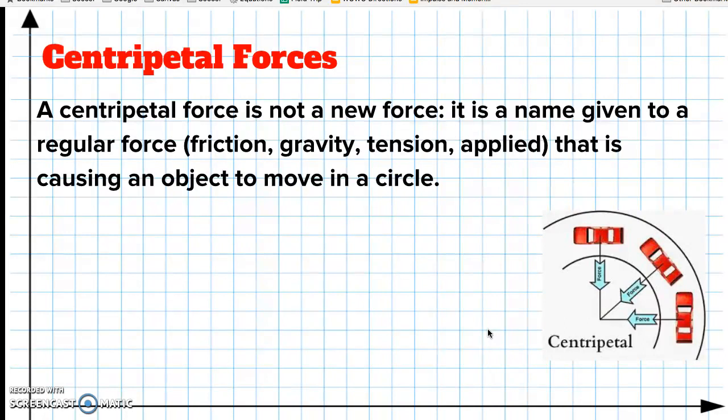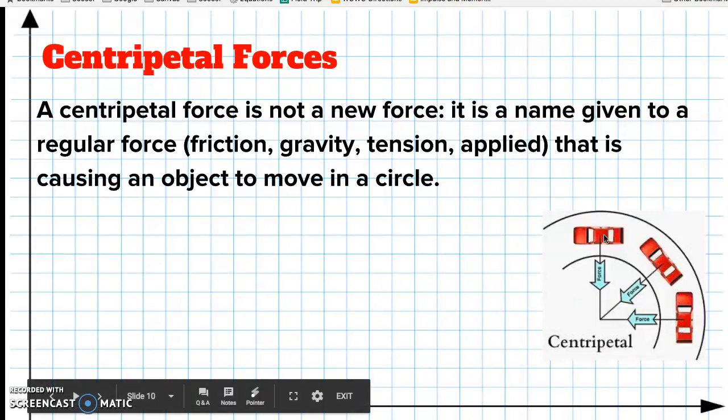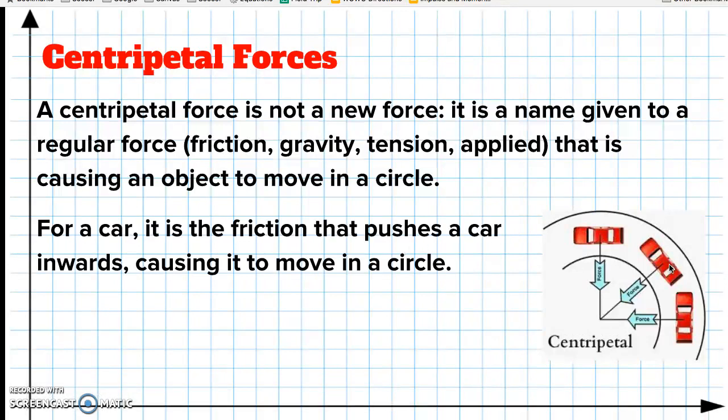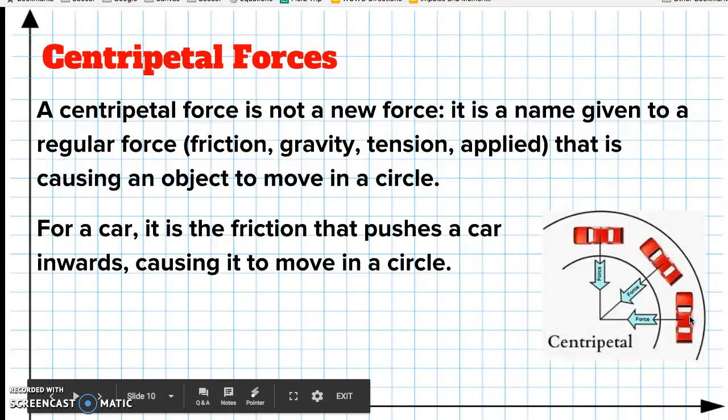So a centripetal force is not a new force. It's not like there's some forces and then there's a centripetal force. It's just the name we give to a regular force that causes an object to move in a circle. So friction can cause an object to move in a circle, like on a car. If a car is going around a circle here, it's the friction of the wheels that causes the car to move in a circle. Friction actually acts perpendicular to the direction of the car, and it keeps acting perpendicular, and it causes the car to move in a circle.